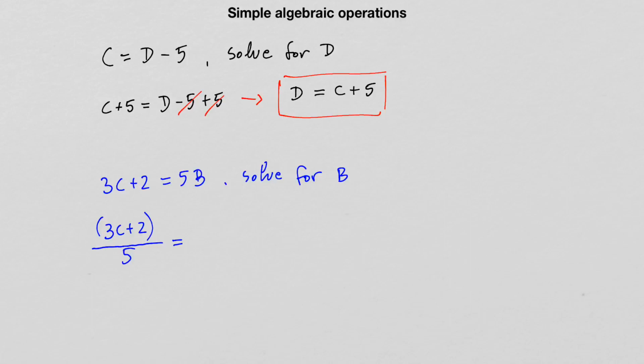And then on the other side, I have 5b divided by 5. So I have 5 in the numerator and denominator. They cancel out. And so the final result here is that b is equal to (3c plus 2) divided by 5.